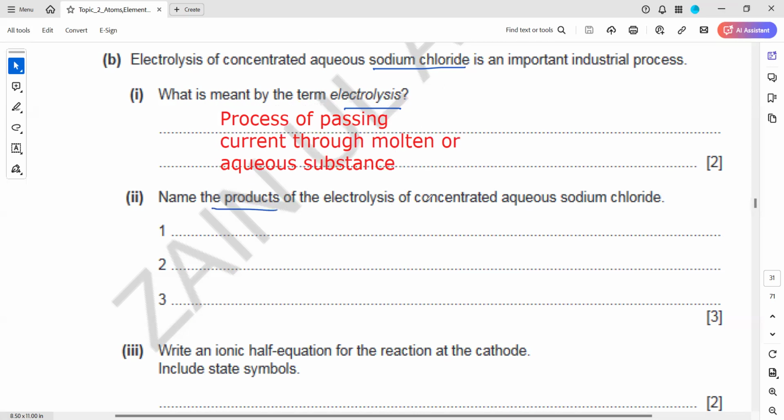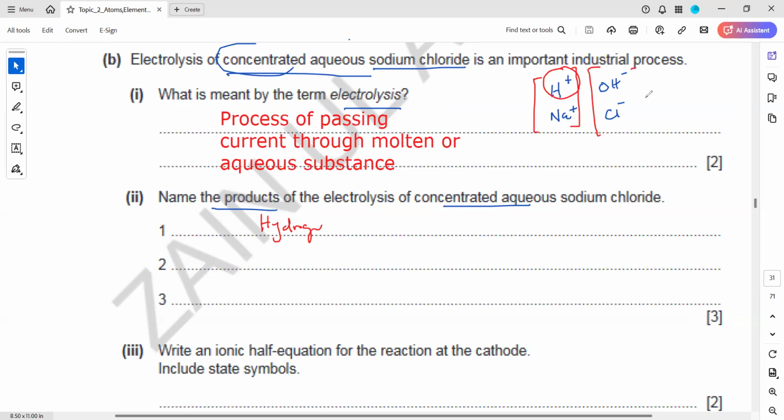Name the products of electrolysis of concentrated sodium chloride. First, what are the ions present? Hydrogen, OH-, Na and Cl. For the positive ion, we check the reactivity. Which ion will move? It's not molten, it's aqueous. Hydrogen will move, so one of the products will be hydrogen. Is it clear?